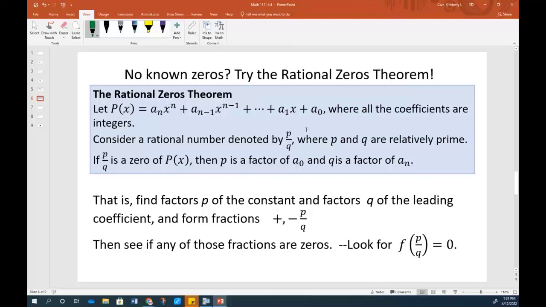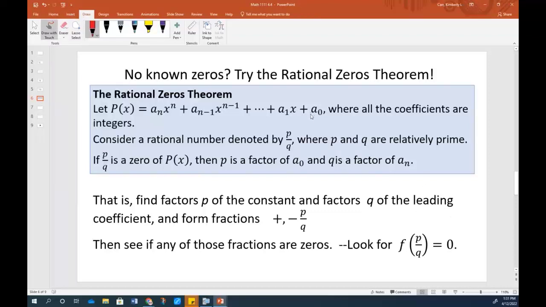So how can I rephrase all of this stuff so that you can actually just apply it? Well, that's the part that's written in blue down here. We're going to take the factors of P and the factors of Q, and we're going to form fractions. Now, where does P come from? P comes from the constant, and Q comes from the leading coefficient.